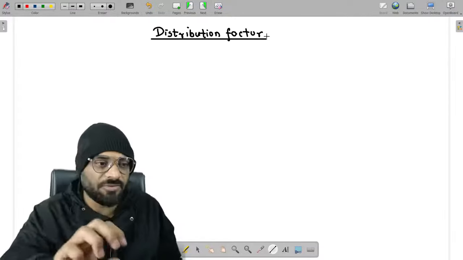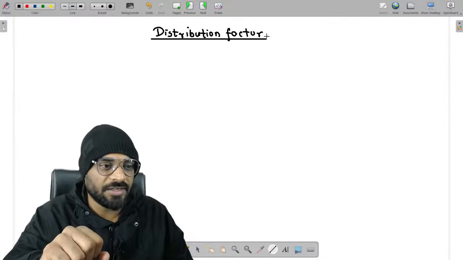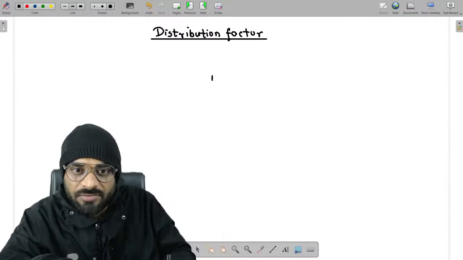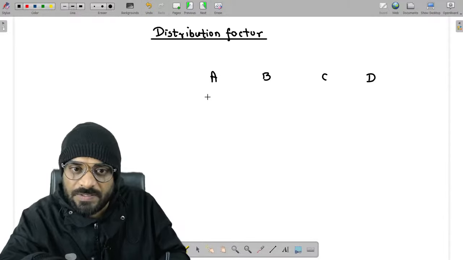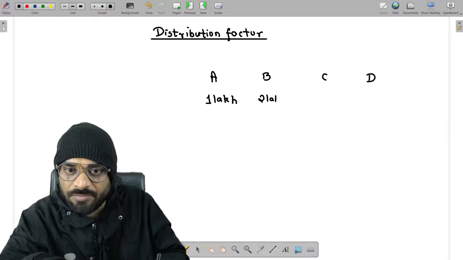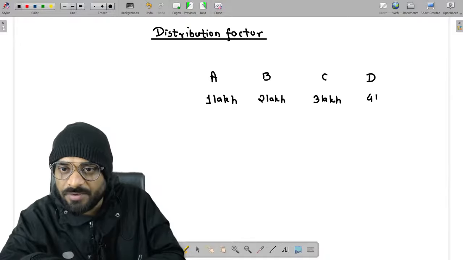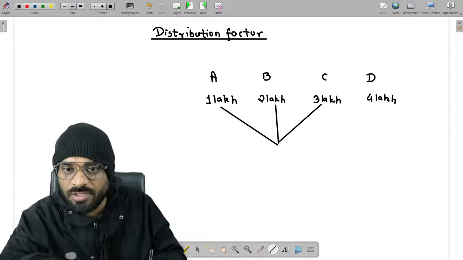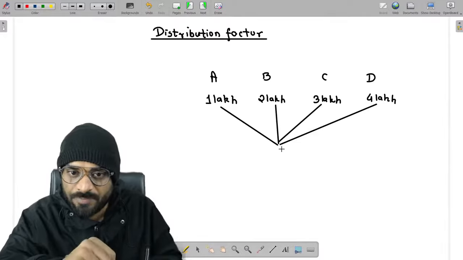Let us suppose, guys, there are 4 friends who have started a business, right? And let us consider they have invested some amount. Friend A, friend B, friend C, and friend D. Let us suppose A is investing 1 lakh rupees, B is investing 2 lakh, C investing 3 lakh, and D is investing 4 lakh in a business. They have combined their amount and they have started a business. So let us suppose the total amount is equal to 10 lakh, right?